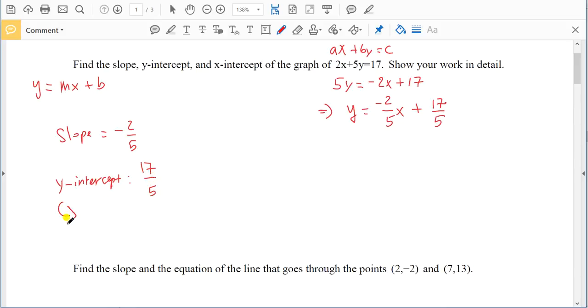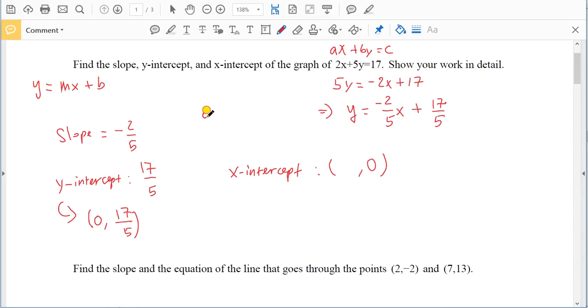Or you can just write the y-intercept as 0 and 17 over 5 in ordered pair form, right? The y-intercept is the point that has no x but only y. What about the x-intercept? The x-intercept is the point that intersects the x-axis, where y is 0, and then you solve for x. So letting y be 0, I now want to find the value of x.